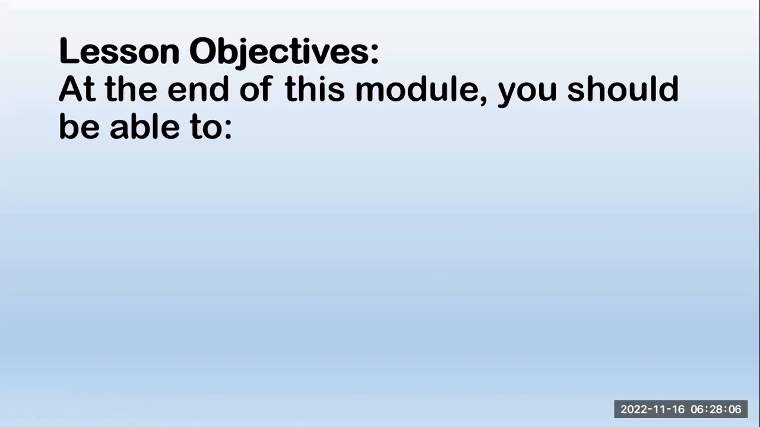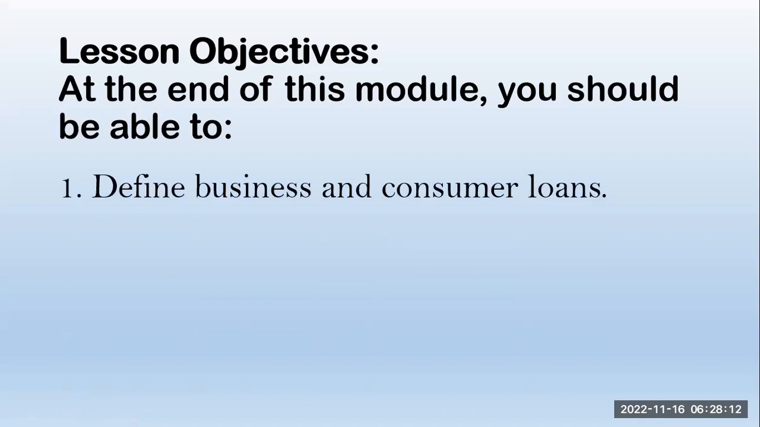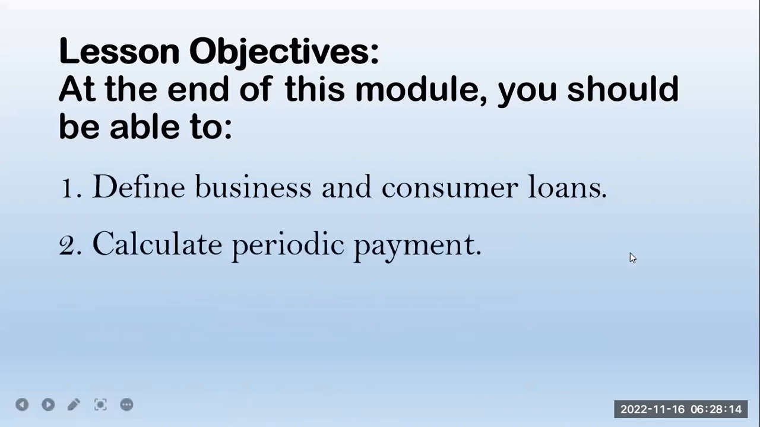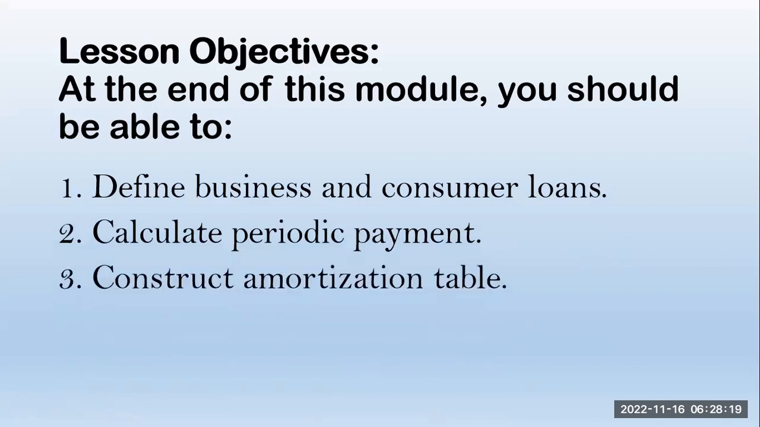Lesson objectives: at the end of this module, you students should be able to define business and consumer loans, calculate periodic payment, and construct the amortization table.